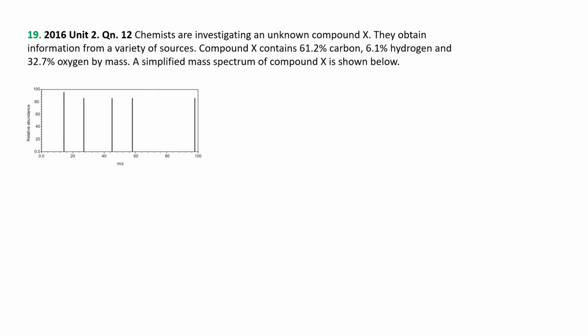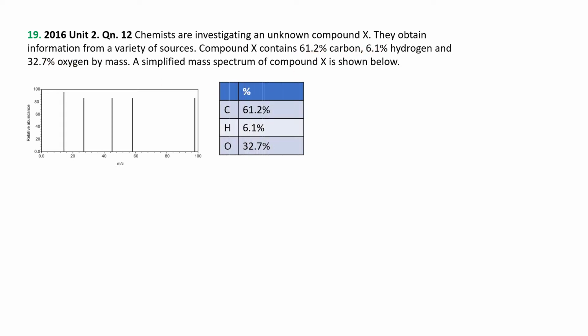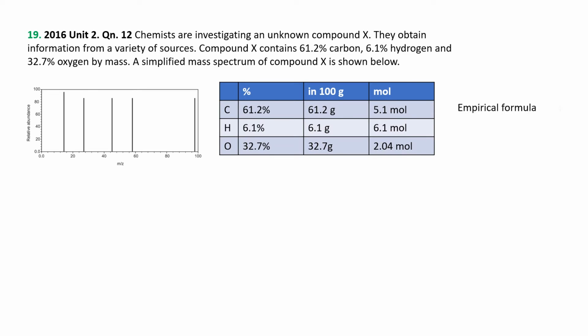Now moving in to questions in which we have more than one spectrum to analyze. Love these ones. Chemists investigate an unknown compound X. They obtain information from a variety of sources. First of all, we've got X has got 61.2, 6.1, 32.7 oxygen. So from that, we can get the empirical formula, which is C5H6O2. Okay.